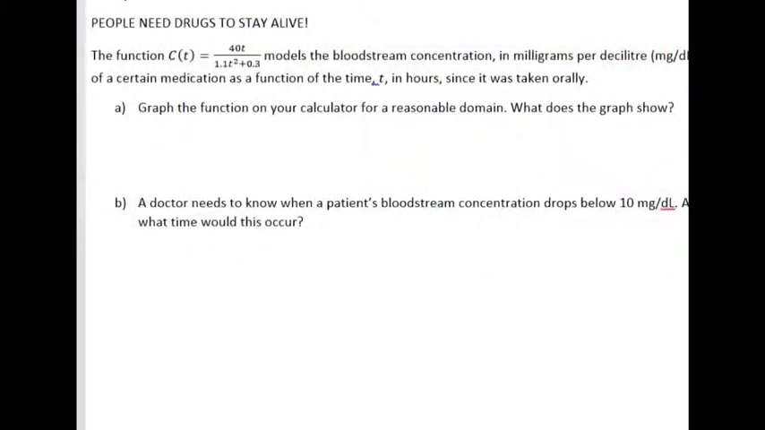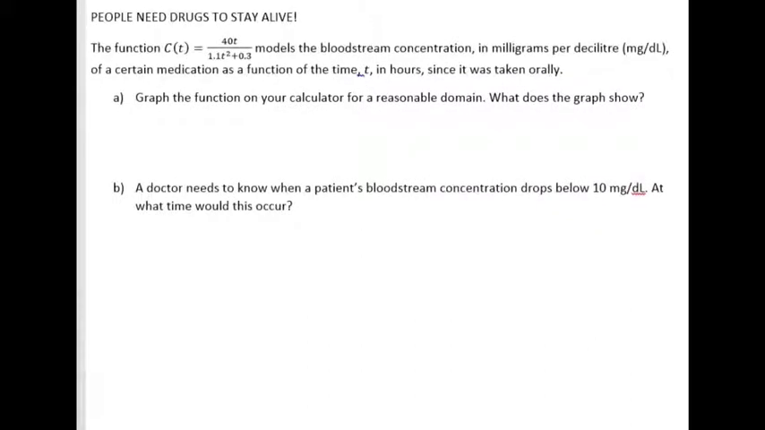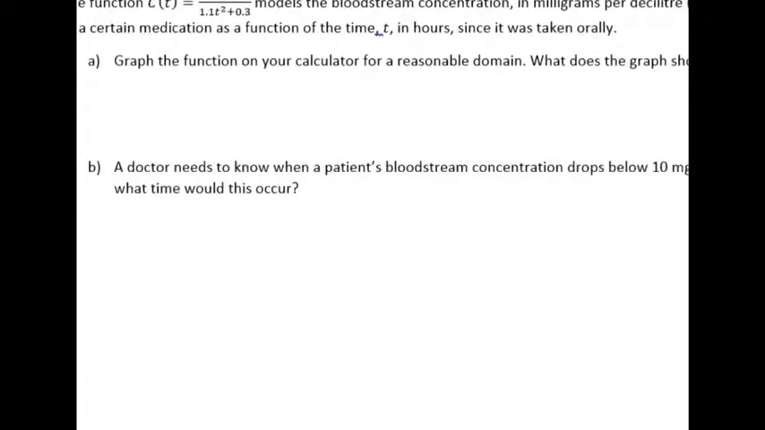So, doctor needs to know when a patient's bloodstream drops below 10 milligrams per deciliter. That would be when he or she would need to take more pills to keep the dosage up. What time does this occur? Right, that's just a nice algebra problem. Okay, yes, algebra, even though we could do it with a graph.